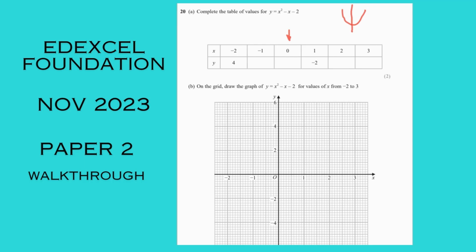Always sub in the easy numbers first. Not a lot easier than sticking in a 0. And boom, we've got the line of symmetry. So the 4 reflects over here, and we can work this one out and fill 2 gaps for the price of 1. So 2 squared, take away 2, take away another 2, gives us a 0 in both of them.